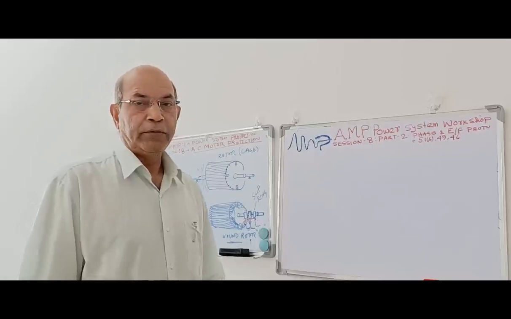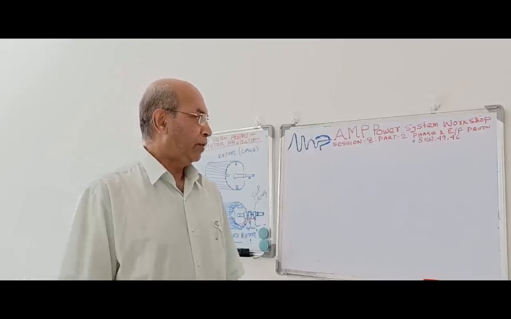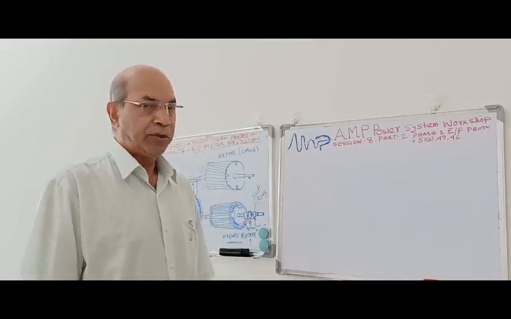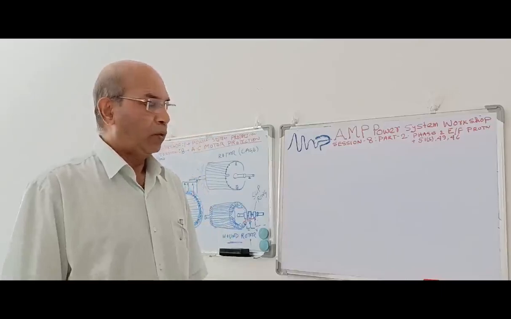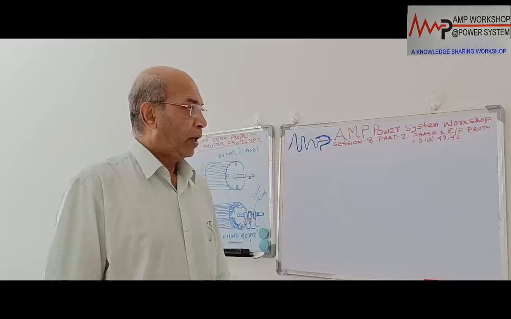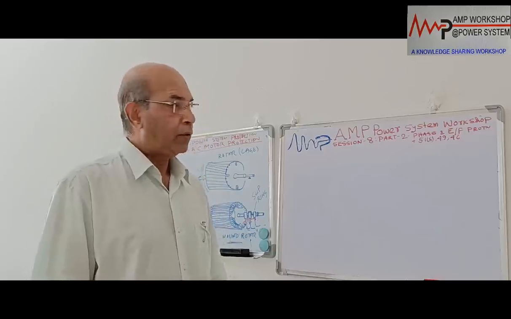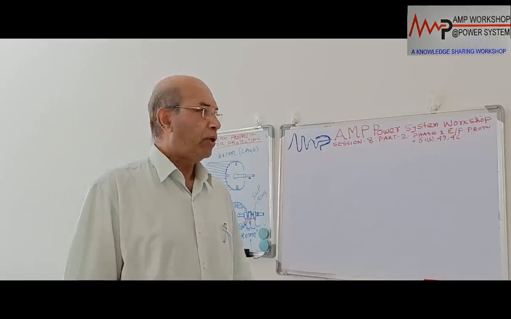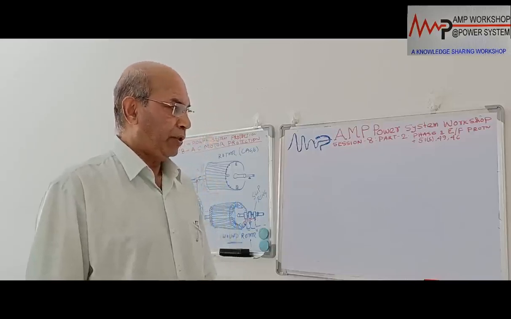Under workshop 1, we have already completed 7 sessions and we are in discussion of session 8, part 2. Part 1 we have already completed. In part 2, we will discuss the phase fault, the earth fault, and then we'll go for the locked rotor, then overheating, and this is today's agenda. Let's see how much we can complete in 45 to 50 minutes, and then the rest of the protections along with the application of the various protection we'll discuss in part 3 of session 8.